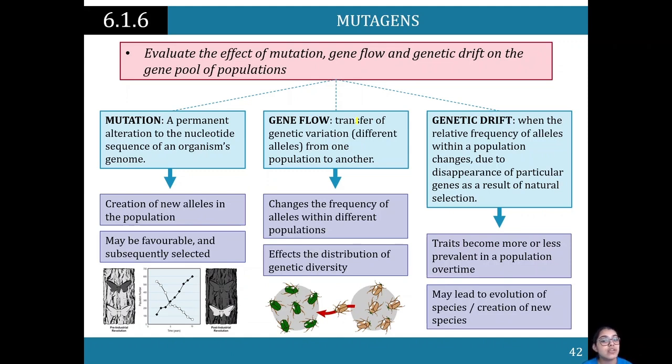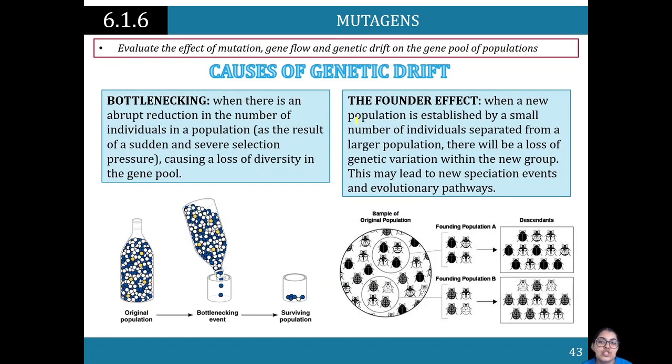And finally, genetic drift is when the frequency of alleles within a population changes because of the disappearance of particular genes, and that could be a result of natural selection over time. So, for example, traits can become more or less prominent, and it can also lead to evolution of species and creation of new species as well. So, when we talk about genetic drift, let's just talk about a couple of causes. This is a bit of revision from year 11.